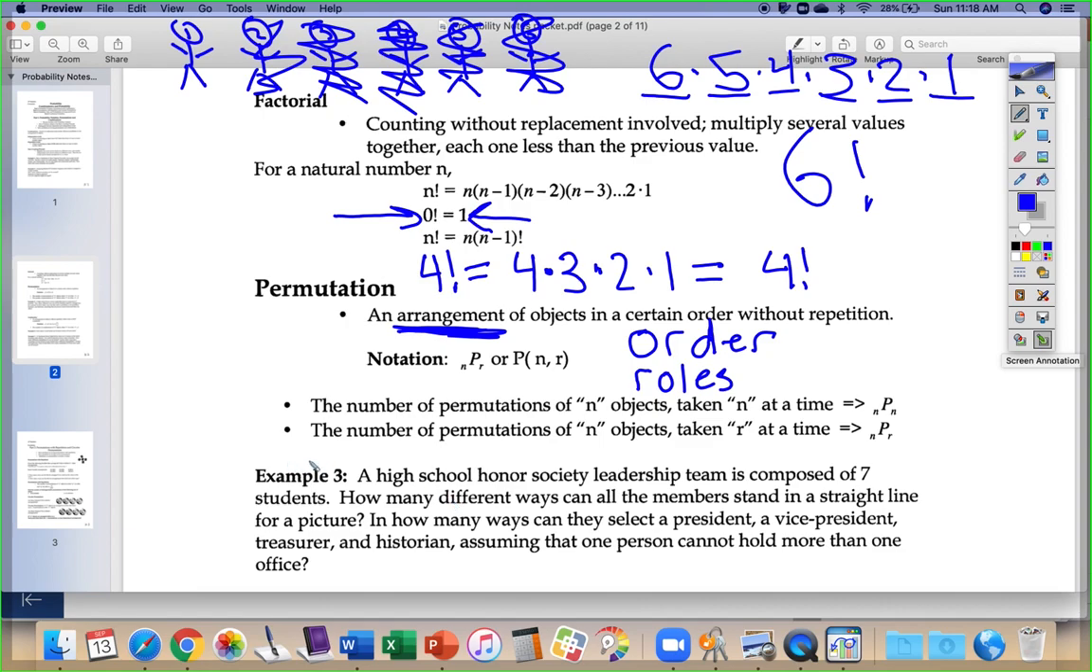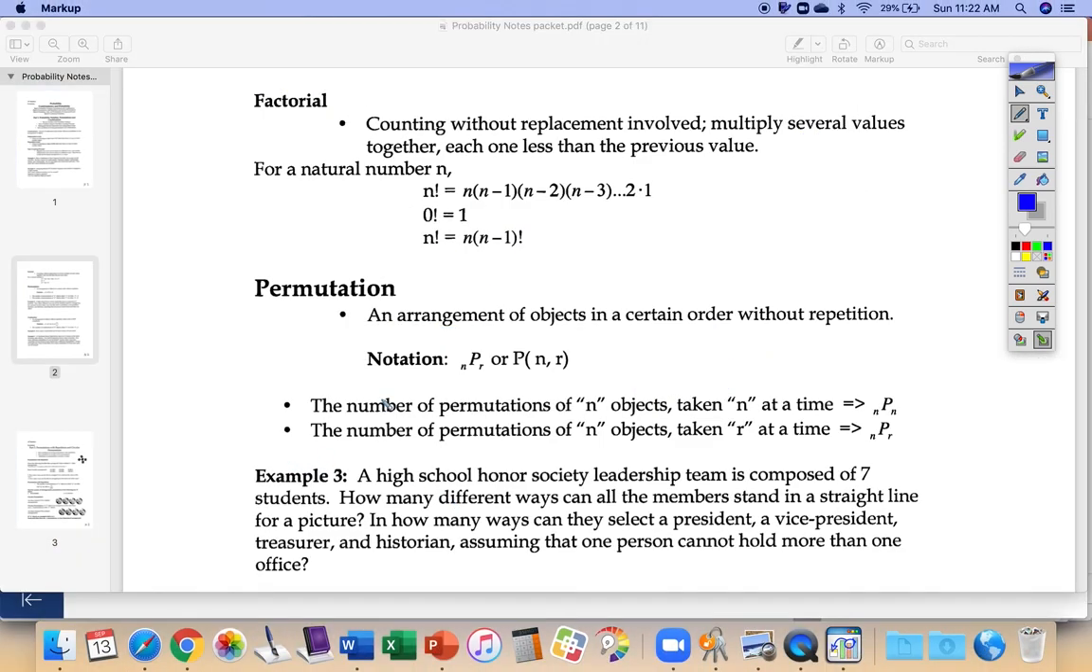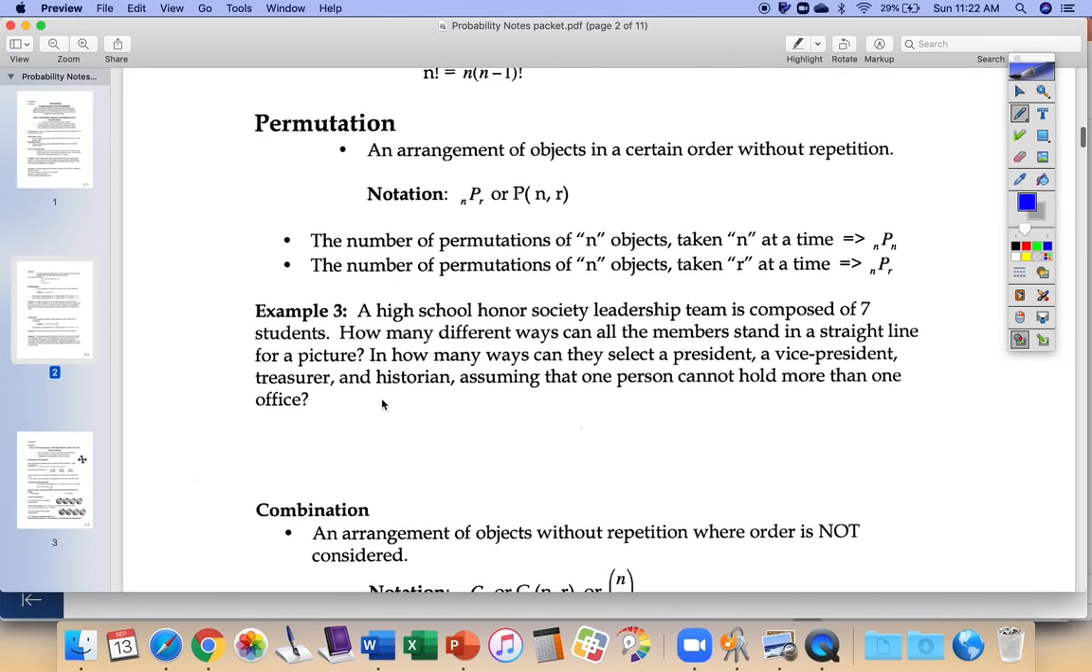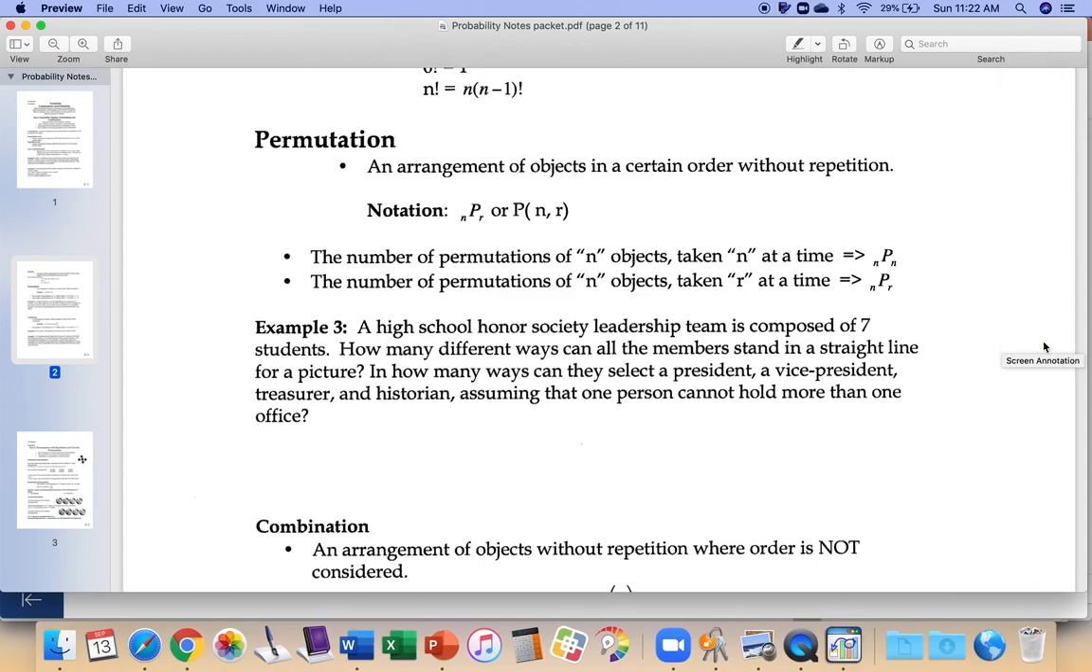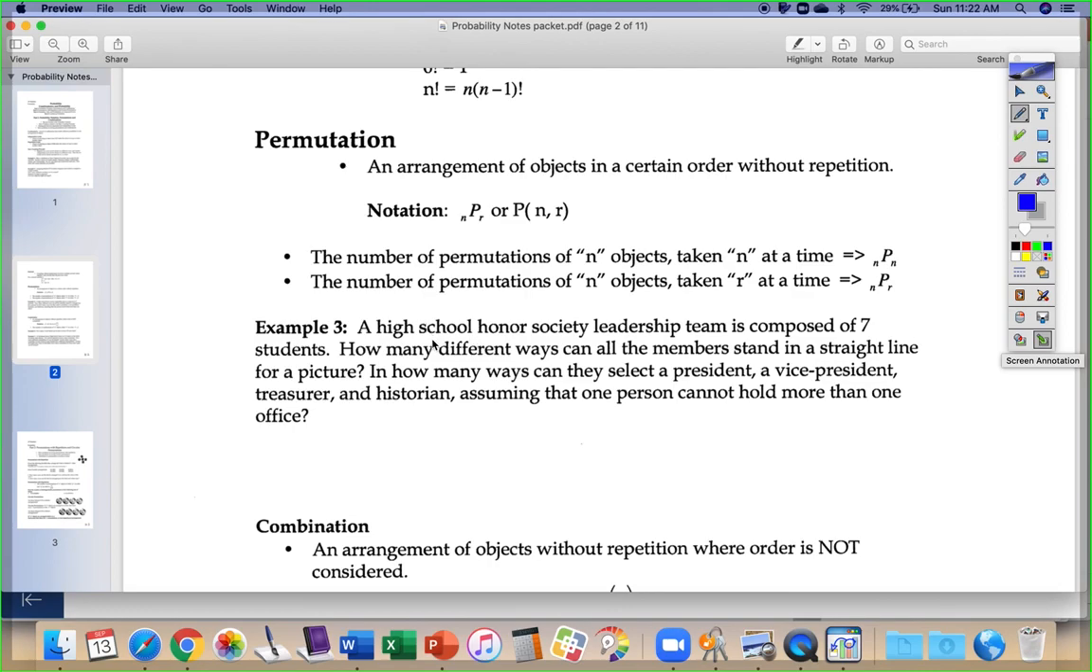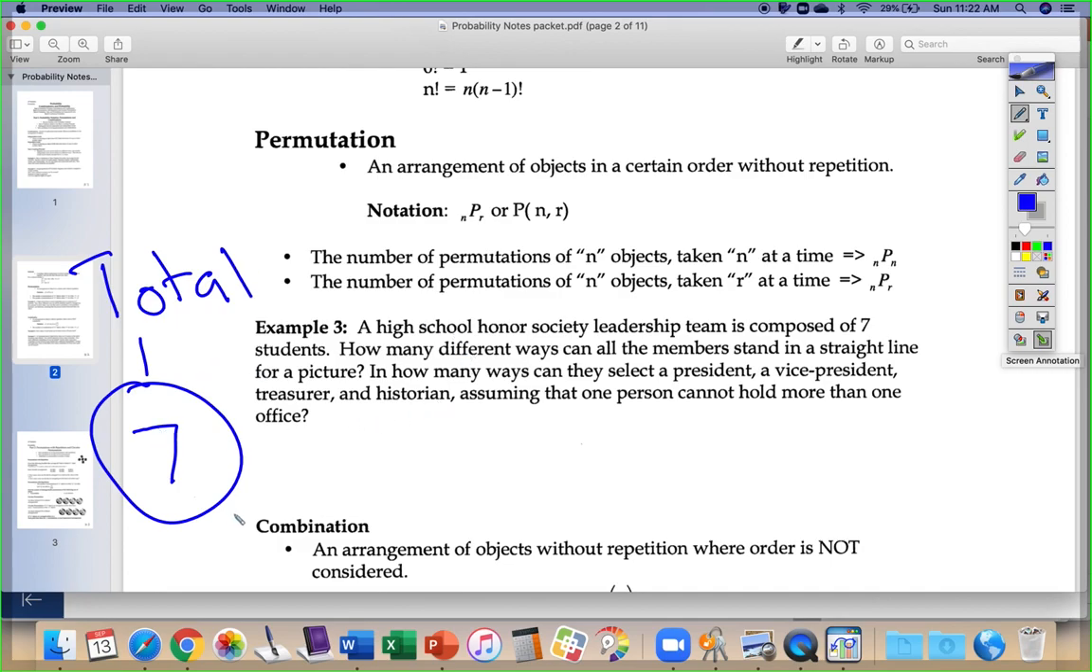Again, a lot of this stuff starts to make a lot more sense when you do an example. So our example 3 here is for permutations. It's got a couple of things in mind. Okay. A high school honor society leadership team is comprised of 7 students. So I have 7 people in total. This is my total. I'm going to arrange the 7.